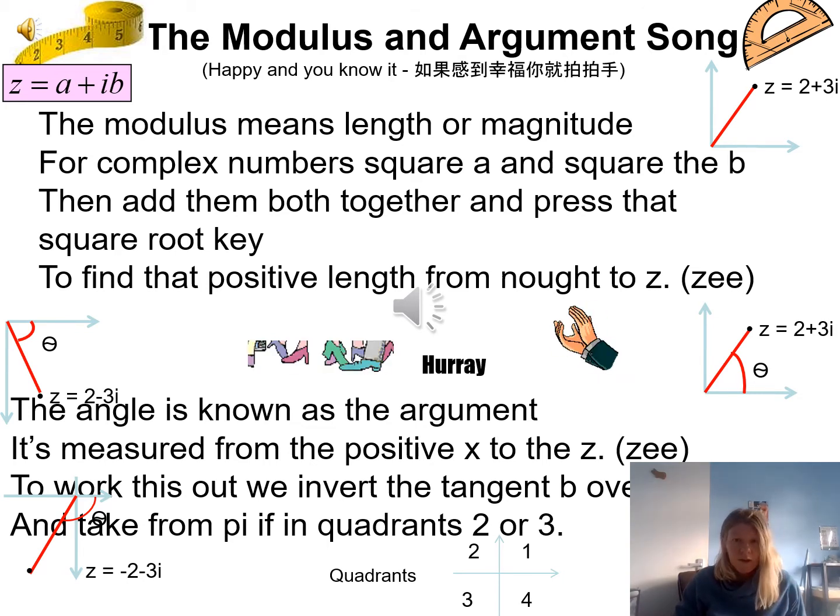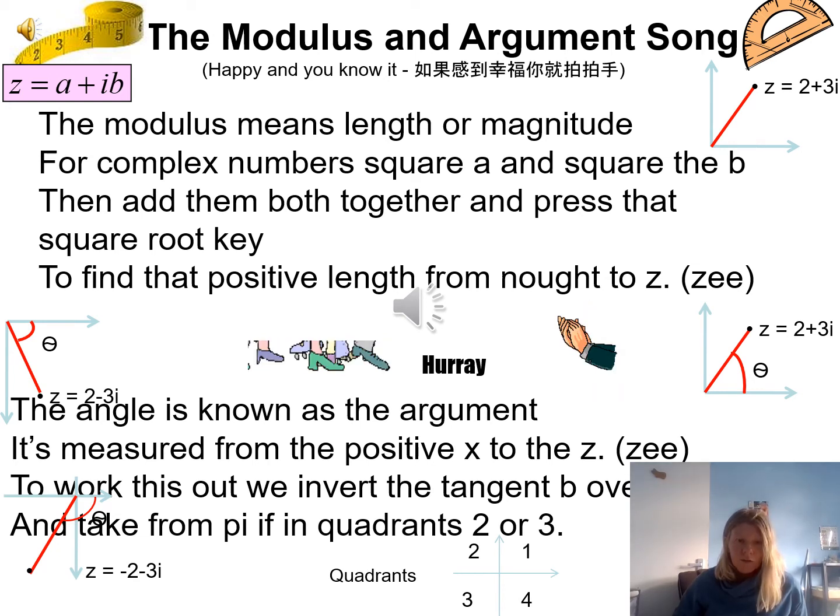The modulus means length or magnitude. If you ask for the modulus of a complex number, you square the a and square the b, and then press the square root key to find the positive length from 0 to z. So what it's actually finding is the length of that line from the origin to the complex number, using a bit of Pythagoras.